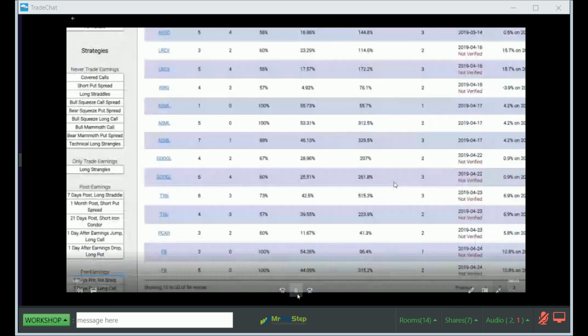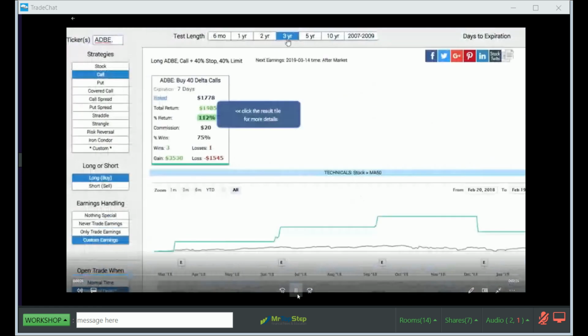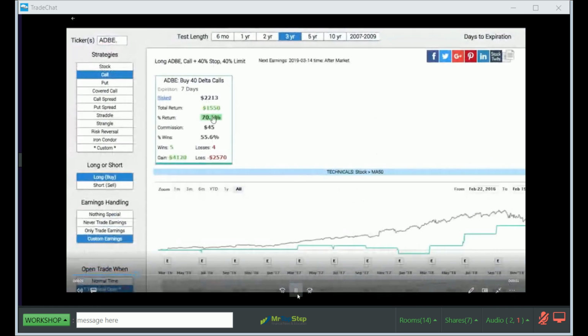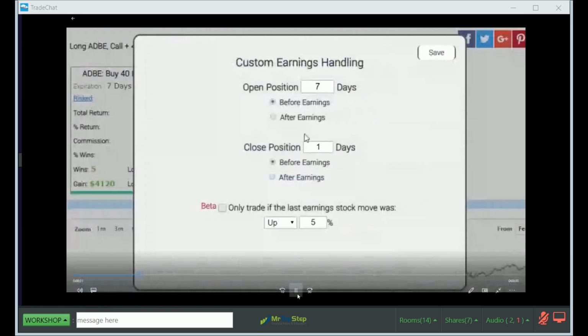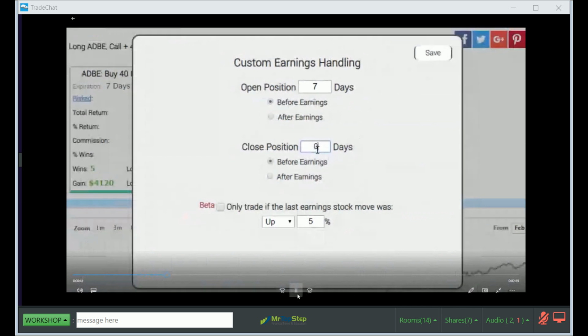I'll take a look at that back test. Looks like over the last 3 years, we've got 5 wins, 4 losses. Right now, this is back testing opening the trade 7 days before earnings and closing 1 day before earnings. But Adobe actually reports after the market closes. So we can go as far as 0 days before earnings and still be okay. So I'll do that. We can see the results are getting better.